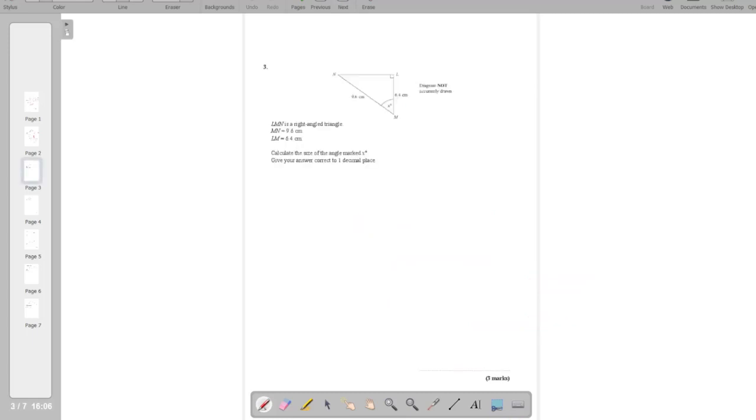Next question, question 3. LMN is a right angle, MN is 9.6 and LM is 6.4. Calculate the mark of x. So this is adjacent, this is hypotenuse. So again we are going to use cos. Cos x is 6.4 over 9.6. We want to find the inverse.